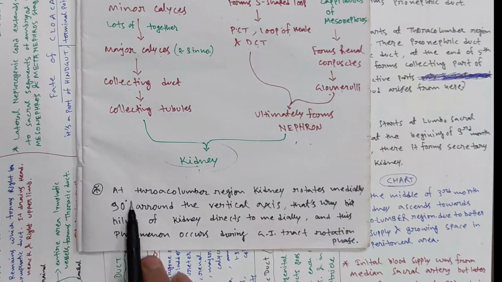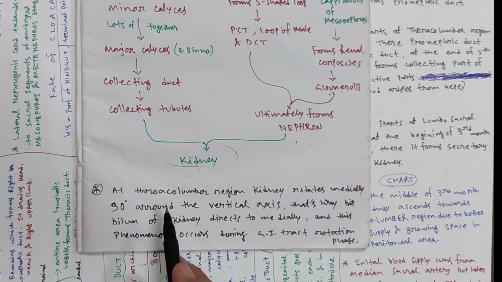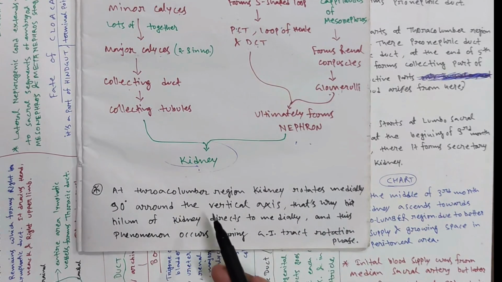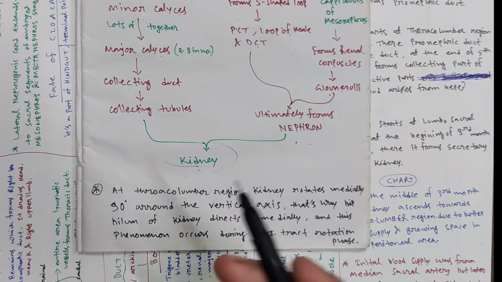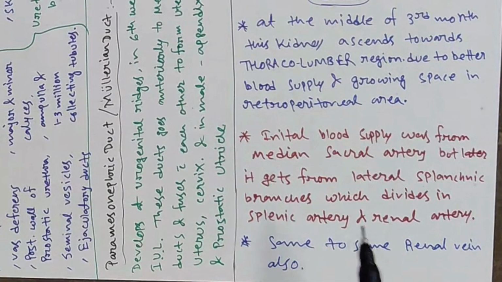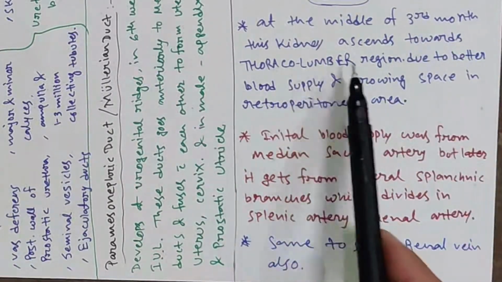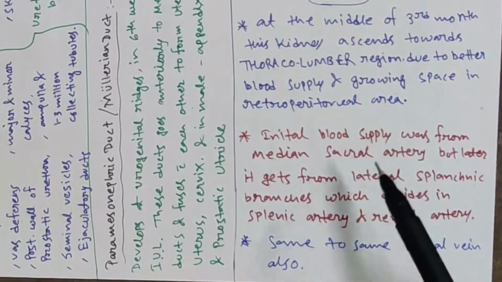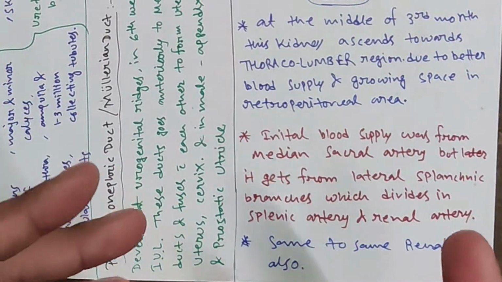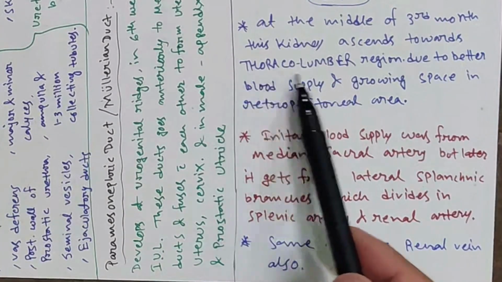Here is another extra knowledge point. At the thoracolumbar region, the kidney rotates medially 90 degrees around the vertical axis. That's why the hilum of the kidney is directed medially. This phenomenon occurs during the GI tract rotation phase, which you already know from my GI tract development videos. At this point you have to understand that in the middle of the third month, the kidney ascends towards the thoracolumbar region to get a better blood supply, and it requires growing space in the retroperitoneal area. It goes upward towards the thoracolumbar region.